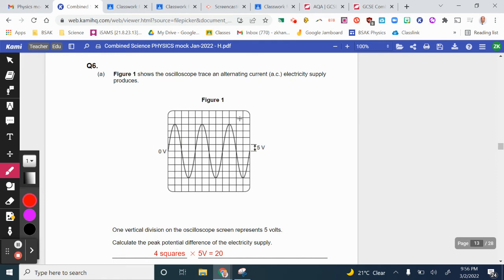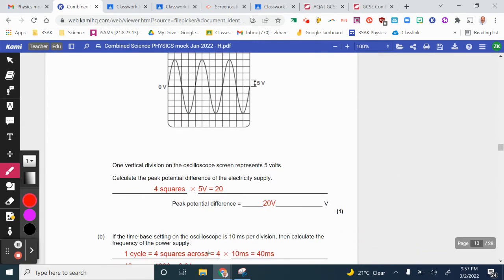Okay, so question 6, we have got an oscilloscope with an AC supply connected to it. The voltage increases and decreases continuously. Each box vertically is 5 volts, and we can see that the 0 volt line is here, and that is 1 box, 2 box, 3 and 4 boxes to the peak. So that's 4 lots of 5, which is 20 volts. So the maximum voltage for this supply is 20 volts.